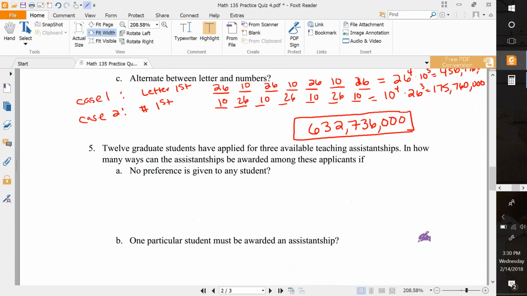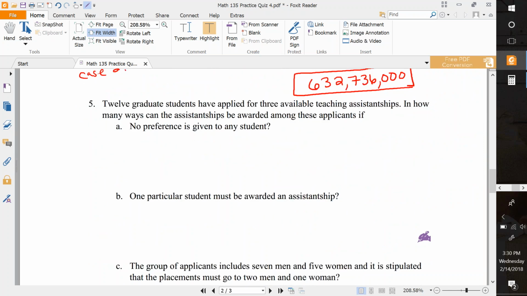Okay, and then our last example on the practice quiz is about collecting groups for a teaching assistantship. So we have 12 graduate students that have applied for 3 available teaching assistantships. And how many ways can the assistantships be awarded among these applicants if no preference is given to any student? So that's like having no restriction. We don't care if they're male or female.